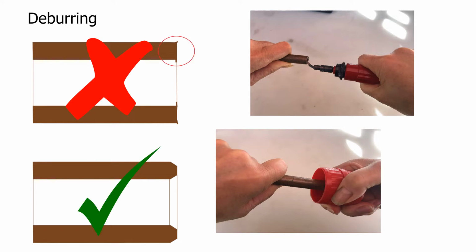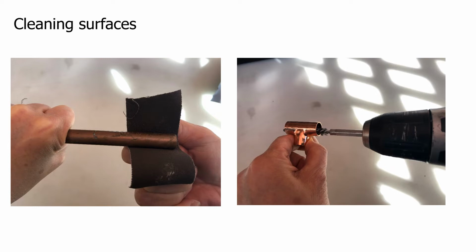Cut the tube as square as possible and remove any burrs. Chamfer the outside and deburr the inside. We will be silver soldering, so it's very important to clean the surfaces of the mating parts, especially the tube.